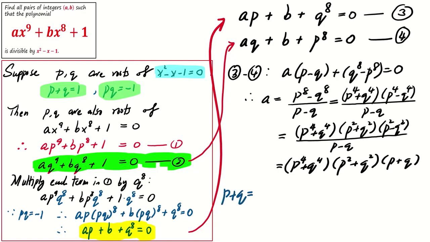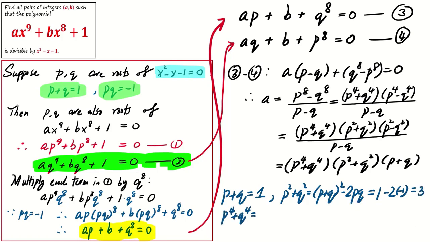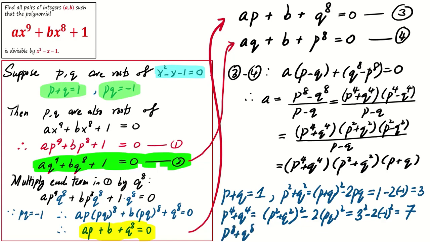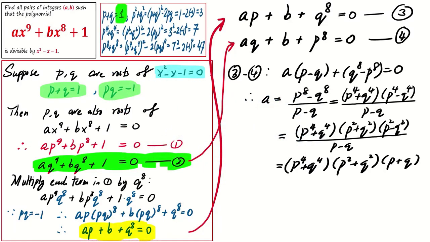Using the condition that p + q equals 1 and pq equals -1, we know that p^2 + q^2 equals (p + q)^2 - 2pq, which equals 3. Then we use a similar argument to obtain the value of p^4 + q^4, which equals (p^2 + q^2)^2 - 2(pq)^2, and we obtain 7. Then we continue for p^8 + q^8, and we obtain 47.